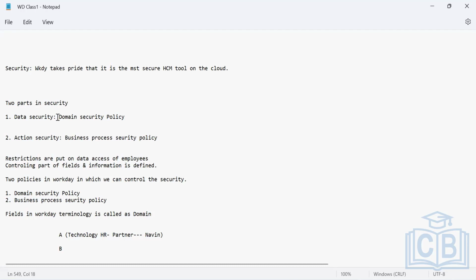But there must be a window. Let's say you have to declare your dependents. They will say that, okay, once in a year it will open and then you can declare it, right?